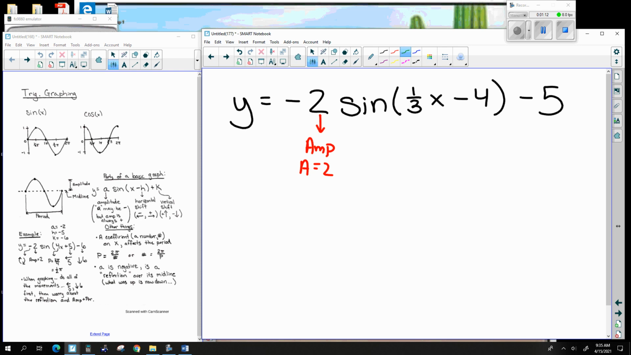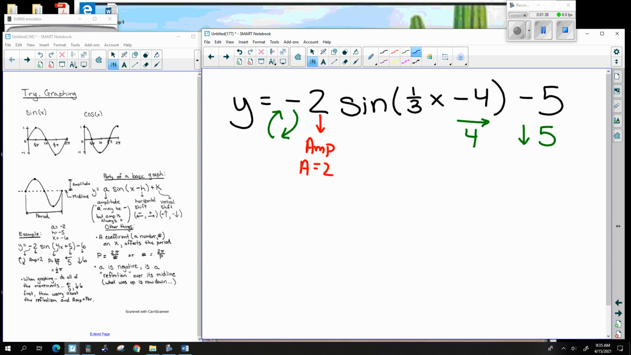The -4, the x is a liar, but not the y, so you would think minus would be a left, but that would be a right, because the x is a liar. The outside is a y, so the x is a liar, but not the y. So this is a right 4, down 5. The front negative is a flip-flop. It's a reflection. So whatever would be up is now down. Whatever's down is now up.